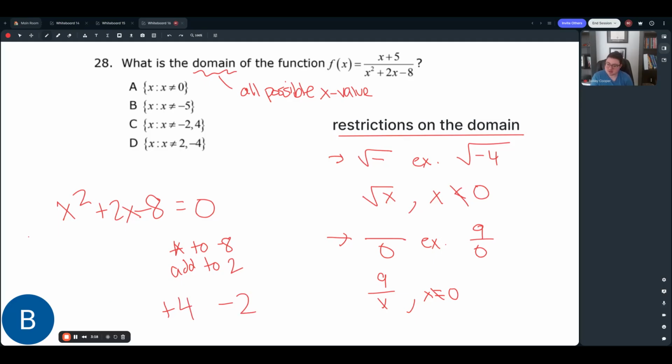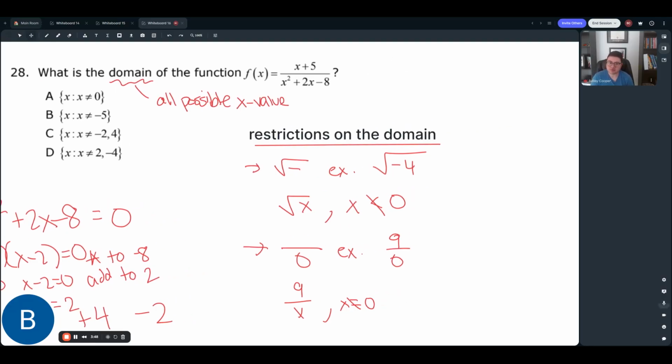Looks good to me. So that means our factors are x plus 4 and x minus 2 equals 0. If we set these up as separate equations using the zero product property, that means x is going to be equal to -4 and x is going to be equal to +2. So again, these are the restrictions on our domain. These are the x values that, if we put them in here, we're going to be dividing by 0. We can even test that if we want.